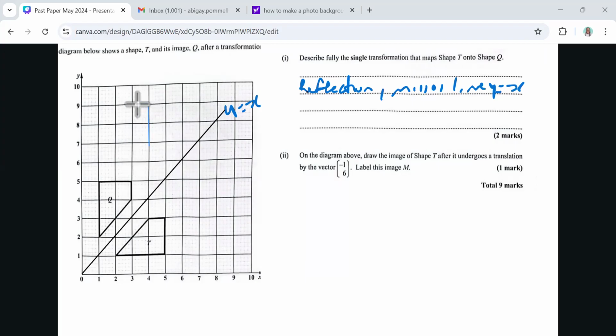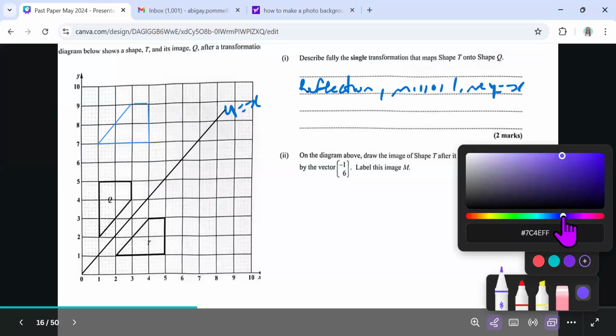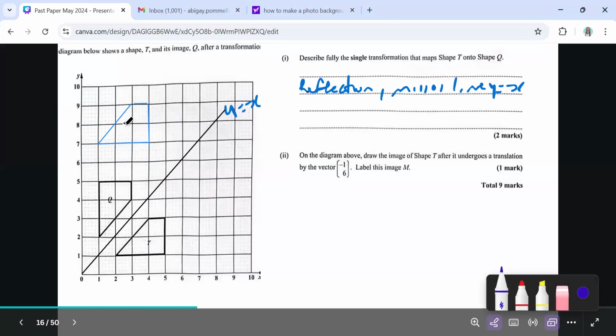And going across here. I'm going straight down here and going across over here. So that is moving one space to the left and 6 upwards. And that is M. There you go.